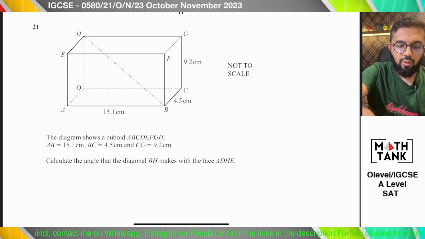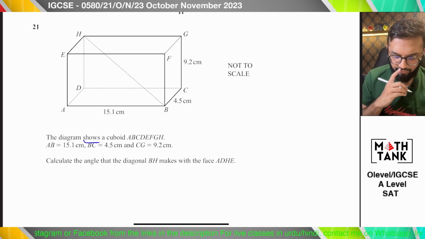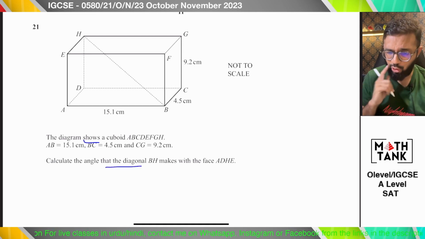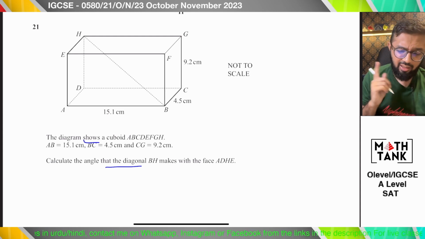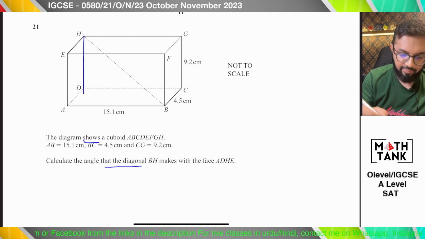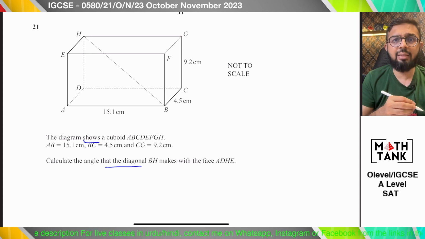Okay, so question number 21 is a question in 3 dimensions. It says the diagram shows a cuboid ABCDEFGH. Calculate the angle diagonal BH makes with the face ADHE. Now, for an angle a diagonal makes with a face, I'm not asking you for this angle, and I am not asking you for just this perpendicular side. I am asking you for the angle that it makes with the face.